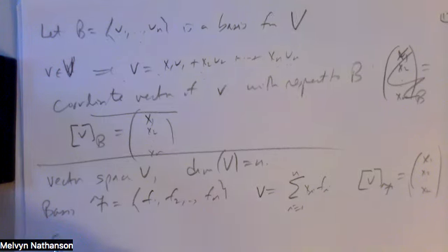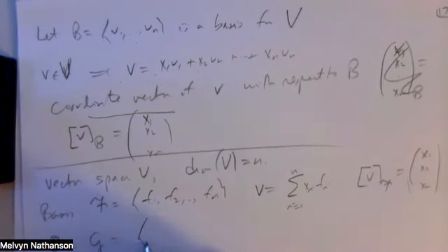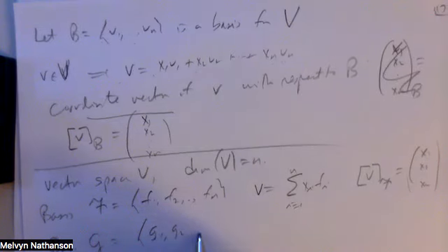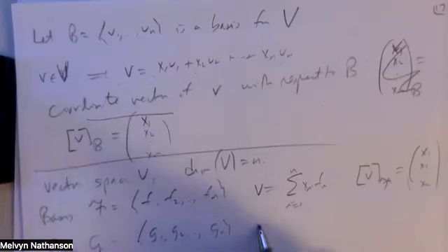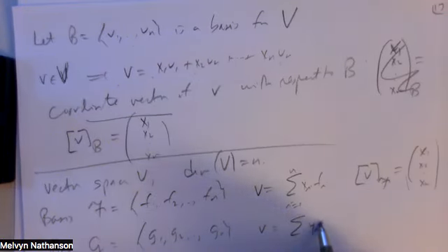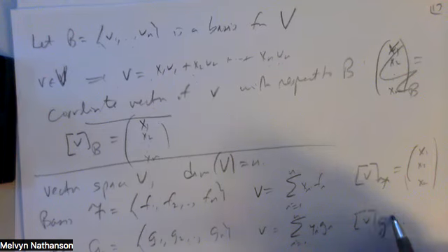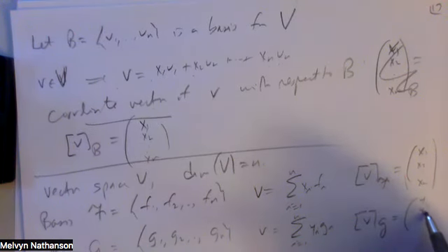Suppose we have another basis, G. So it has to have n vectors, g1 up to gn. Any vector v is some linear combination, say summation y_i g_i, i goes from 1 up to n. And the coordinate vector of v with respect to G is y1, y2, down to y sub n.